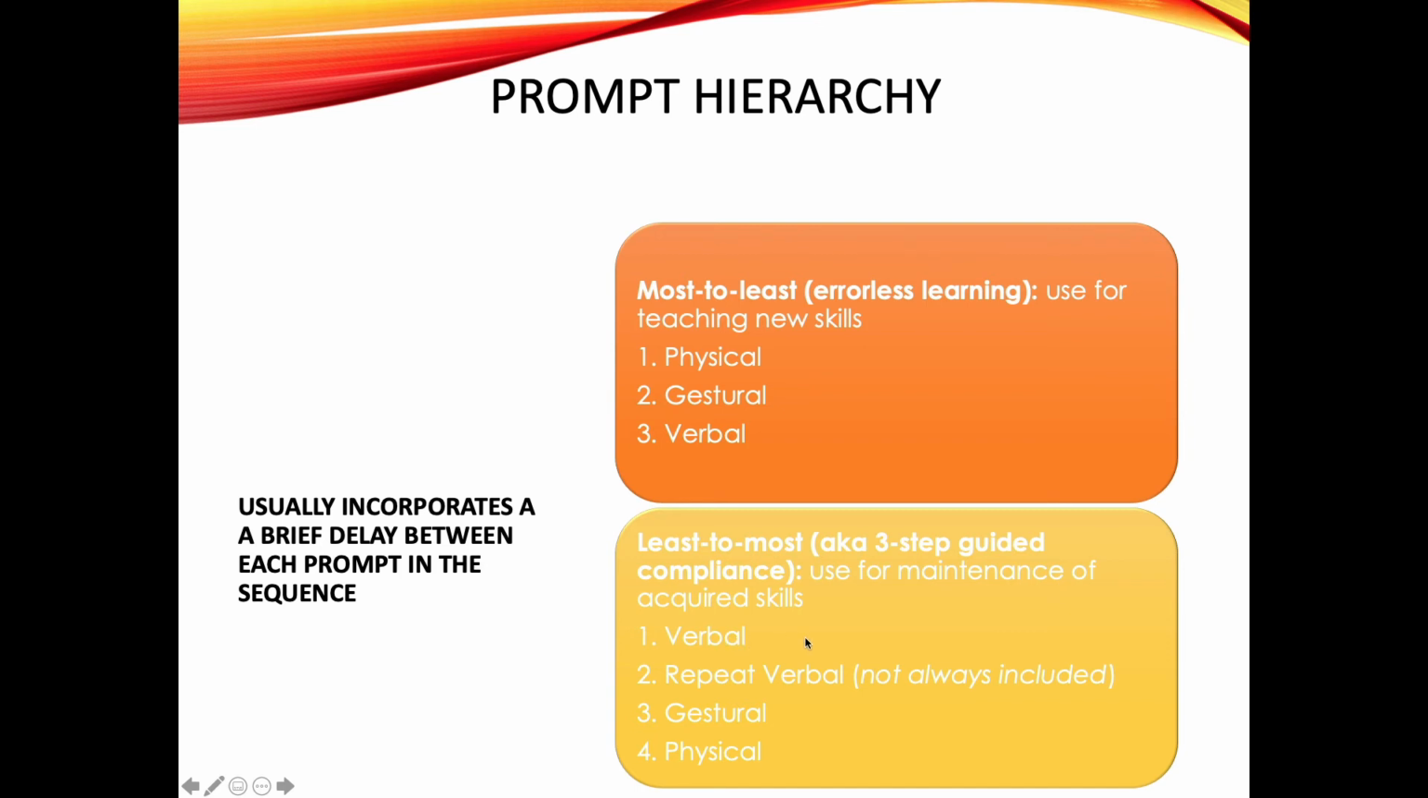So in this case, this is more of a sequence where you're starting with the less invasive response, waiting a couple seconds, and there's no specified time, but let's just say we go 5 seconds before moving to the next prompt. If the response doesn't occur after the verbal, we repeat it. If it doesn't occur then, we move to the gesture. If it doesn't occur then, we move to physical. Now again, as I have noted here, the second verbal is not always provided. Some people will just go verbal, gesture, physical. So keep that in mind.